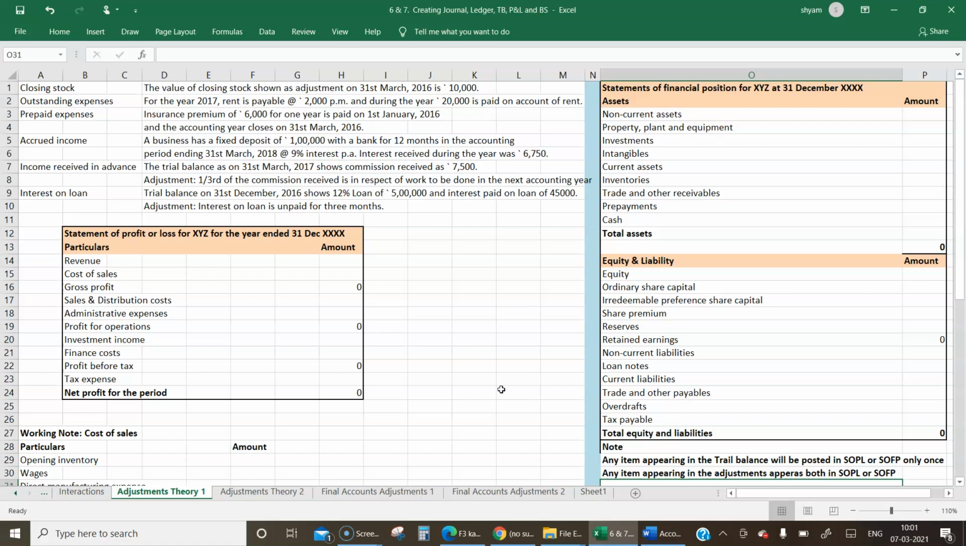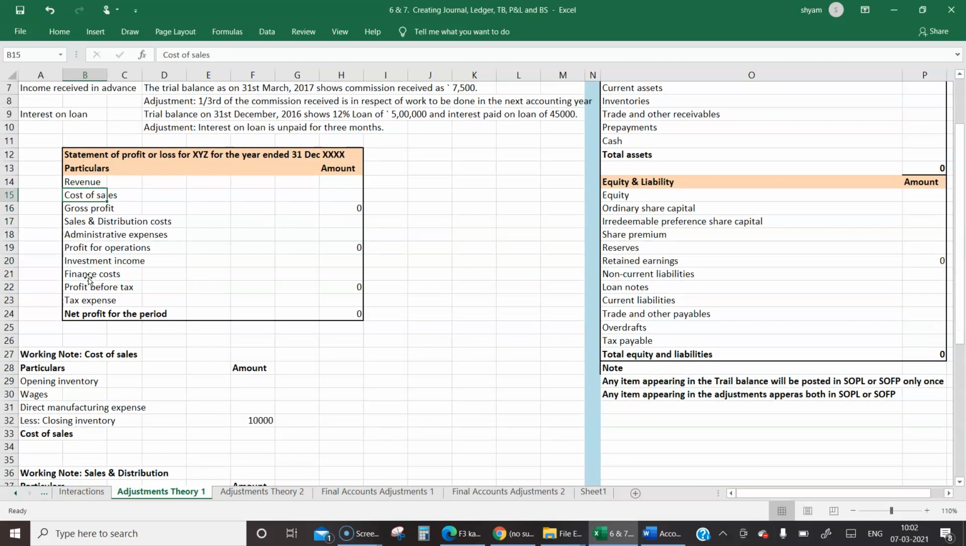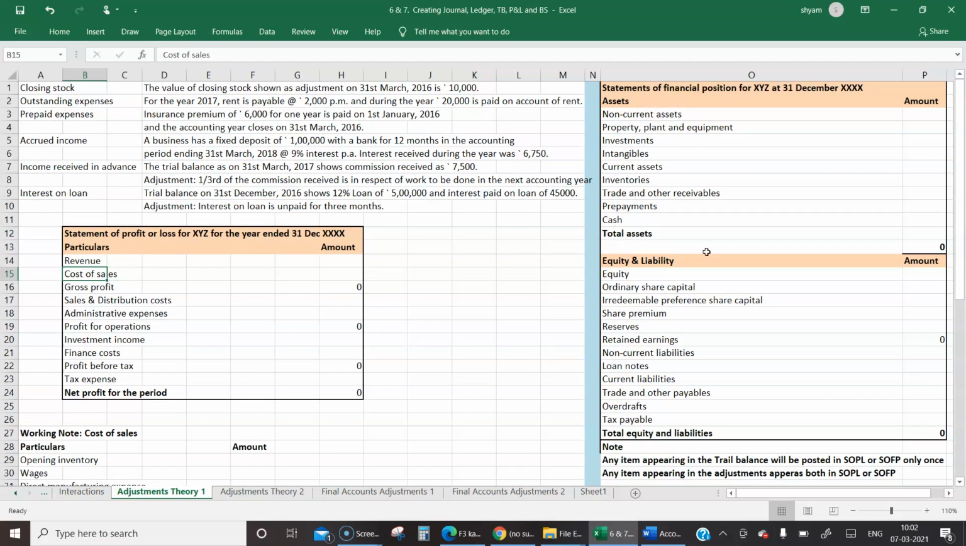Earlier there was another kind of statement, a ledger kind of statement, which was so easy to teach, but now we have these statements, so it's a little bit difficult to adjust. But if you focus nicely, then you can understand the concept. So first we'll start. The first one is closing stock. Closing stock appears in two places. Once it appears as an item in the cost of sales, and again it appears on the asset side of the balance sheet.